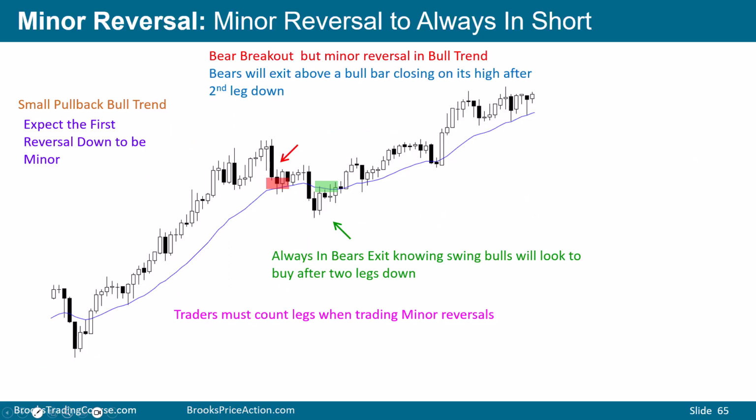Here is an example of a minor reversal within a bull trend. Here, the bulls have a spike and channel or a small pullback bull trend. And you look at this big outside down bar. It's a strong enough bar that some traders will call it always in short. But are those always in short traders looking to hold for 2 legs and 10 to 20 bars? Not really. Those always in short traders are holding for a second leg down.